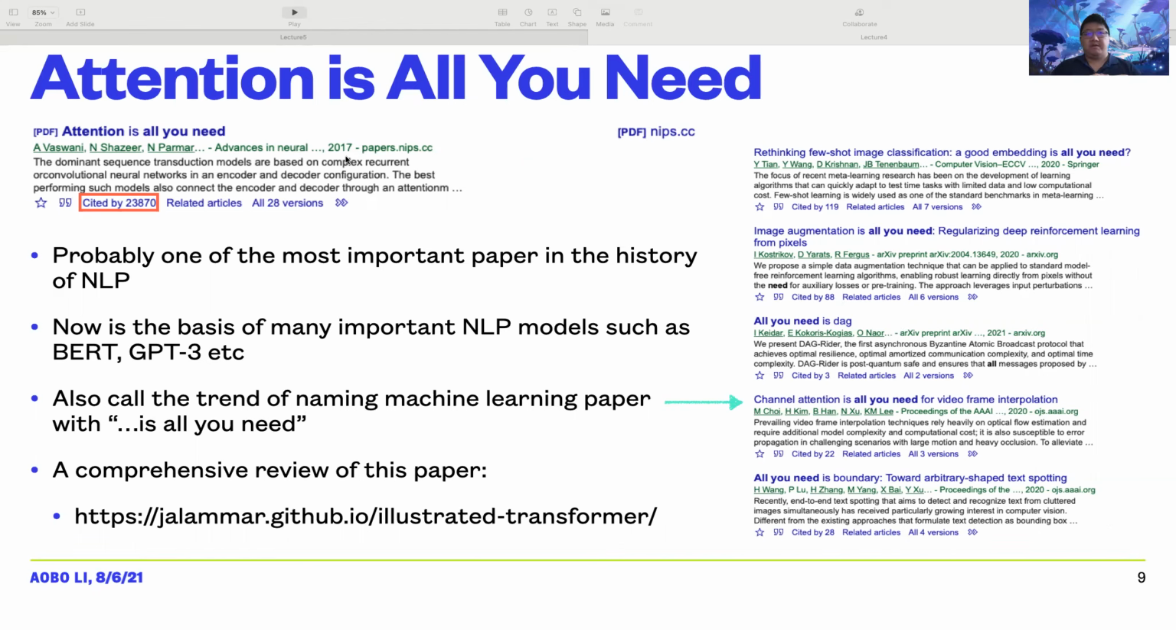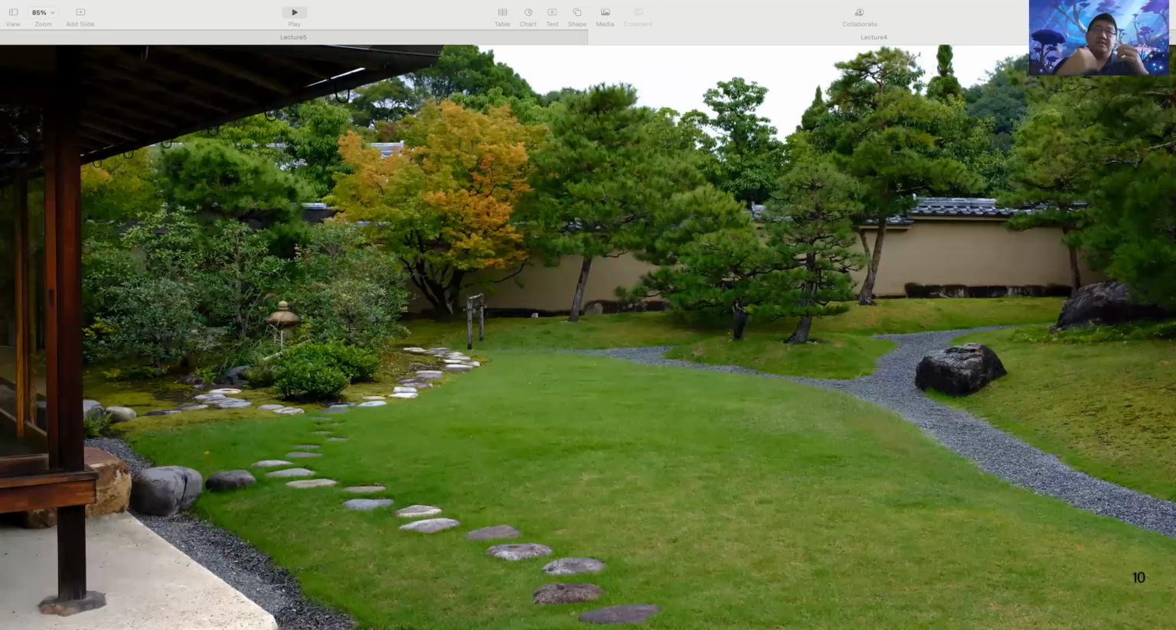Also, I would recommend a comprehensive review of this paper. If you really want to understand transformer and self-attention in great depth, I would recommend you read this comprehensive review of the paper. Okay, so this is the first part of the lecture. Are there any questions?